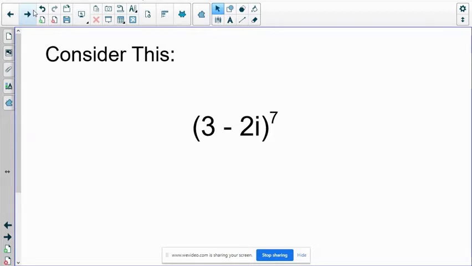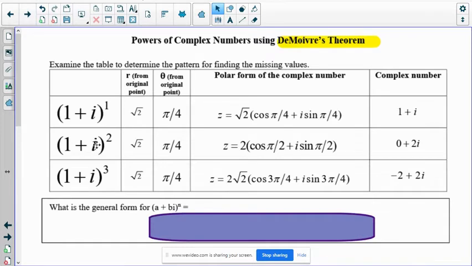So consider this. Let's say we had a complex number, of course, a plus bi, and I asked you to raise it to the seventh power. Nobody wants to do that. That means you would have to sit down and do 3 minus 2i 7 times, double distribute a zillion times, and that would take a long time. So one thing that we can do is do this rather quickly by using polars. So we have some examples.